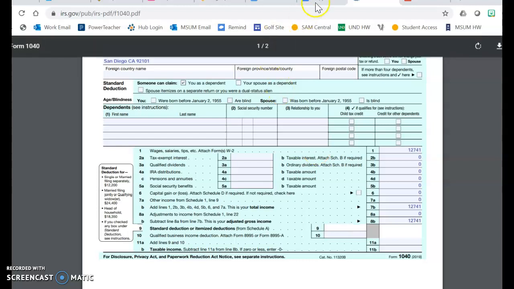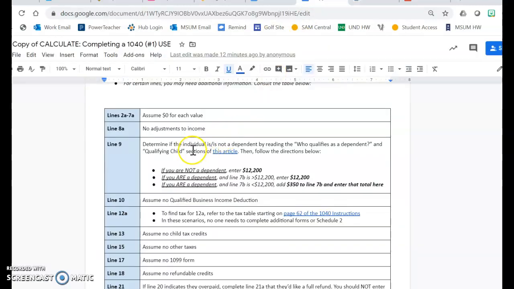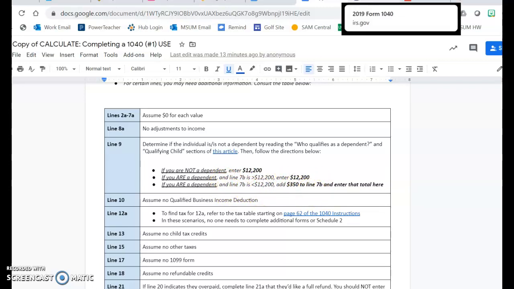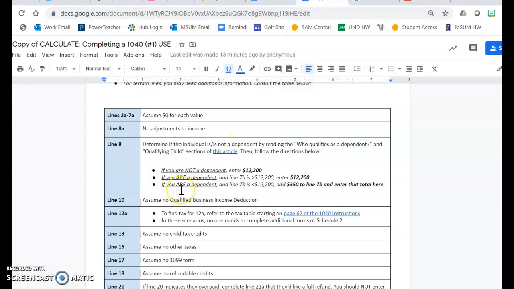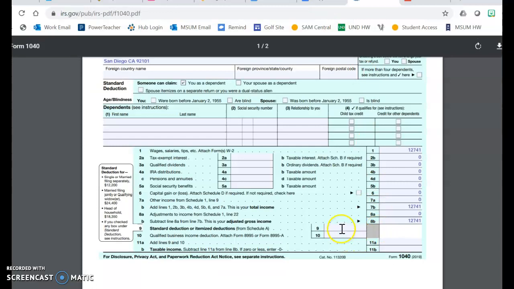For 9, let's look back at our sheet and see what it says. For line 9, determine if the individual is or is not a dependent by reading who qualifies as a dependent. Well, we know they are a dependent, right, because they're living at home under their parents. It says if you are a dependent and line 7B is greater than $12,200, enter $12,200 into that line. If your dependent line 7B is less than this amount, then we have to do something else. Well, if we look at line 7B, it's 12,741. So she is a dependent and her line is greater than 12,200. So that means we're going to enter 12,200 into line 9.